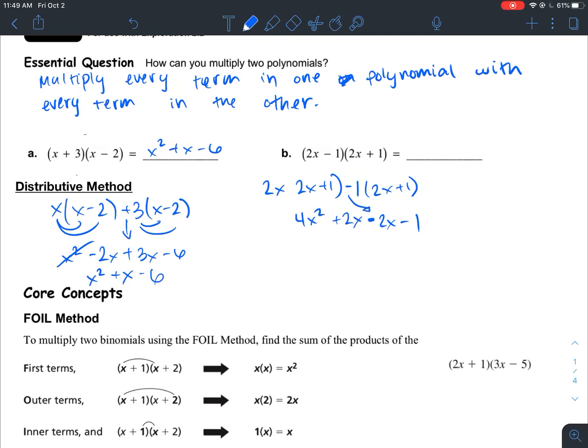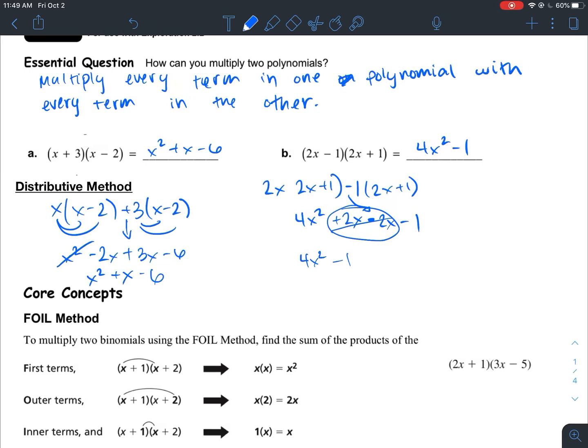Okay, so now it's the same thing. We just have to combine like terms. There's 4x squared. There's no other x squared term. But then we have these two right here, which is 2x and minus 2x, which cancel each other out, right? So then I'm just left with negative 1. So this is 4x squared minus 1. Okay, that's the distributive method.